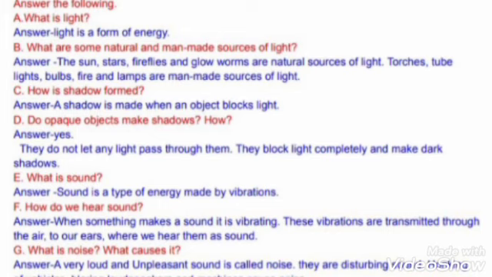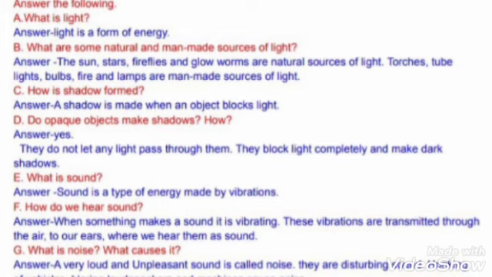Question 3. How is shadow formed? A shadow is made when an object blocks light. Question 4. Do opaque objects make shadows and how? Yes, they do not let any light pass through them. They block light completely and make dark shadows.